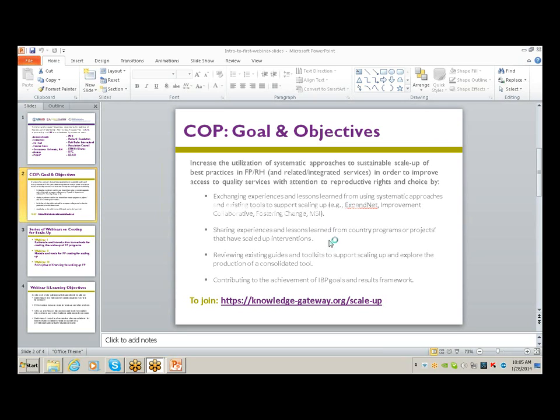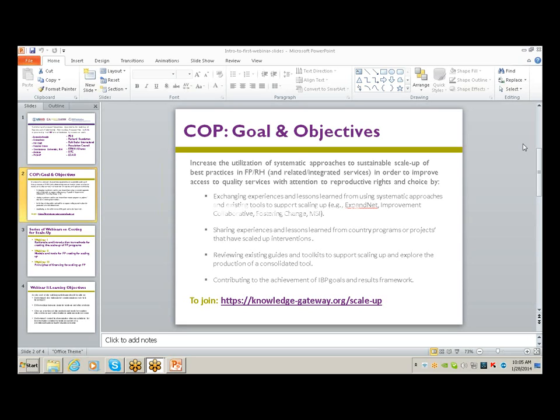approaches. And we hope that we are focusing now on some systematic approaches like ExpandNet, Improvement Collaborative, the Fostering Change, but we know that there are many others out there, and we would like to share knowledge on all of those. Also, most importantly, we'd like to hear from country programs or projects that have scaled up family planning successfully.